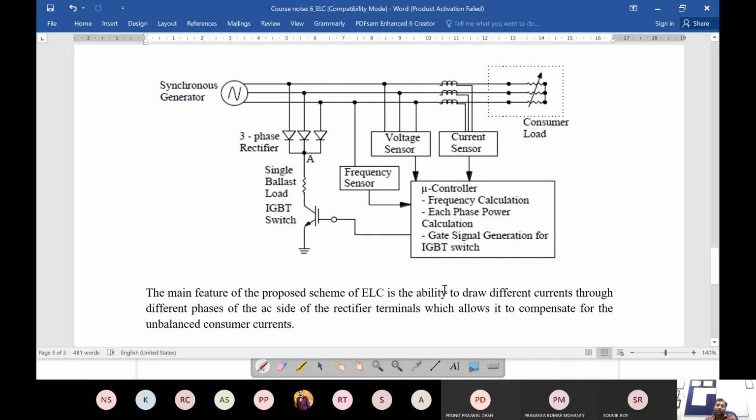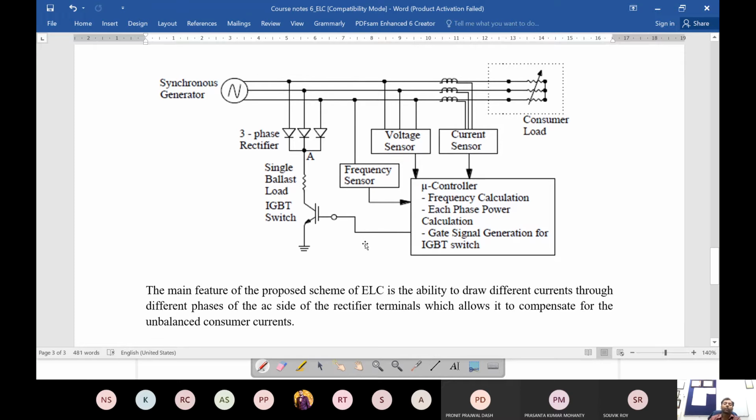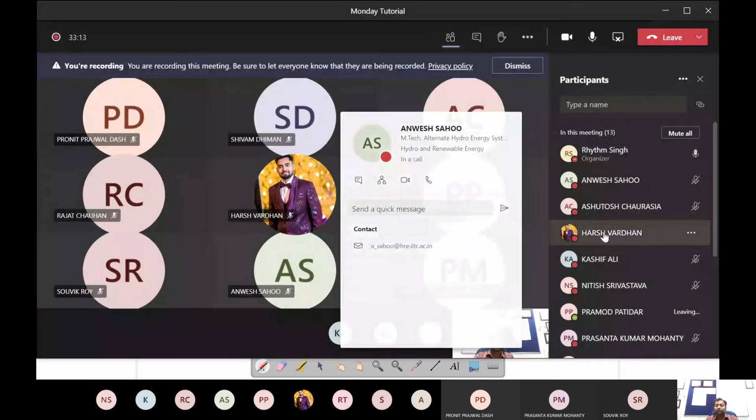So accordingly, as it says here, it is the ability to draw different currents through different phases of the AC side of the rectifier terminals, which allows it to compensate for the unbalanced consumer currents. So that way it is the most advanced type of ELC, but not really very popular as of now. But hopefully with advances in the computational abilities and drop in the prices, probably this will be more popular that way. So this is the microcontroller based ELC, which is the best one, the state of the art, you can see. So any questions on this?